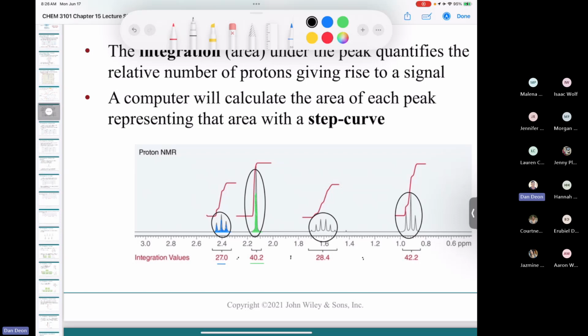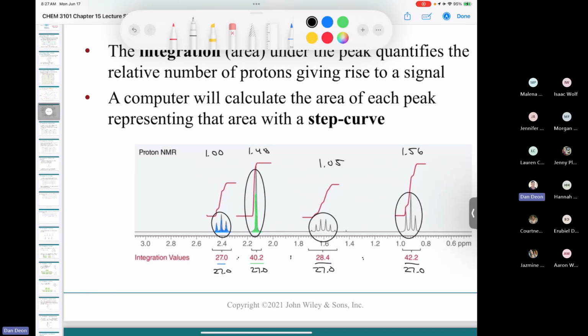So what we do is we divide each one of these numbers by the smallest number. What's the smallest number out of these four numbers? The smallest number is 27. So if you divide each one of these by 27.0, I'm going to write the numbers on the top, you get 1.00, 1.48, 1.05, and 1.56.